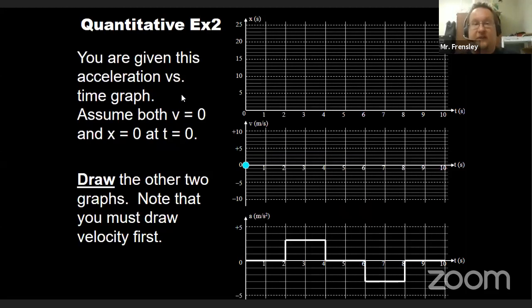Okay, here's another example. We're going to check for your understanding. This one's going to be a little tricky. We're going to start with velocity equals 0 and position equals 0, both at time 0. But look, I gave you an acceleration versus time graph: no acceleration, positive 3 acceleration for 2 seconds, no acceleration, negative 3 acceleration for 2 seconds, 0 acceleration. What are the other 2 graphs going to look like? You've got 3 minutes. On your mark, get set, go. This is our last practice of the day. 4 minutes, because it's going to be a little bit more tricky.